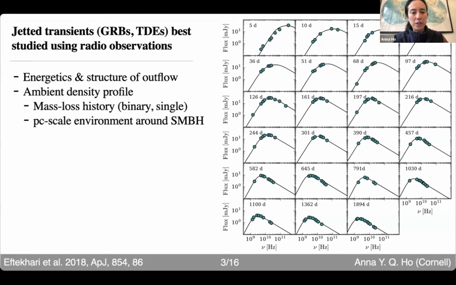And for massive stars like supernovae, this is very important for learning about their mass loss history. And there's this whole decades-long history of trying to understand which events are coming from binary systems versus single stars. Those different progenitor channels show up differently in what the ambient medium looks like. And for TDEs, to use these observations to study the small-scale environments around the supermassive black hole.